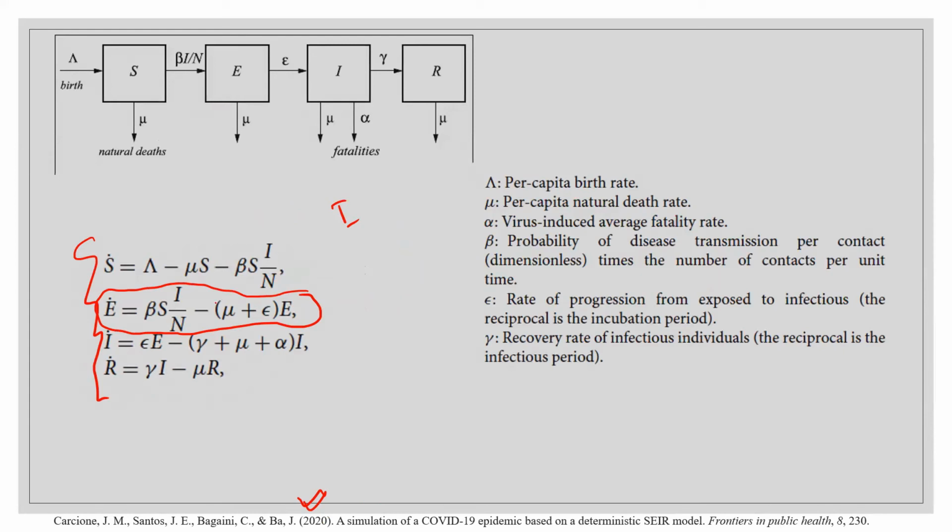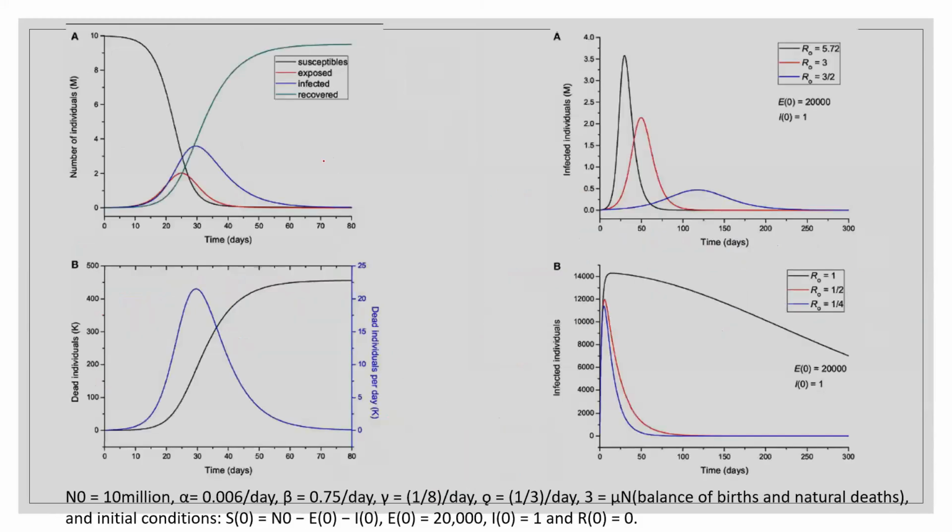Like people are contacting the infected, and they are going to this class where the person is not spreading the disease but is infected, right? And after 2-3 days they will go to this I class, and everything is almost the same. And for this model they have taken R naught as this, and they plotted this graph.